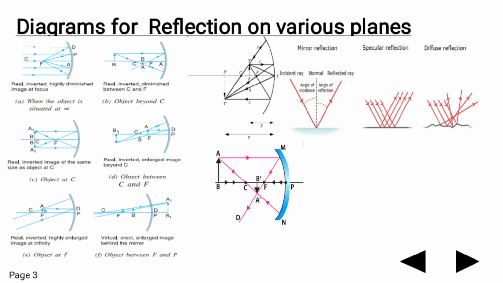Diffuse reflection normally happens on irregular surfaces. Specular reflection happens on shiny, polished surfaces, and the reflection occurs majorly on mirrors. So we have various diagrams for images formed when objects are placed in different positions for the curved mirrors and again the plain mirrors.